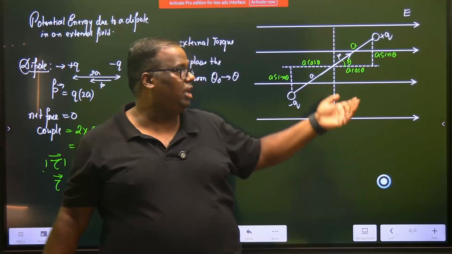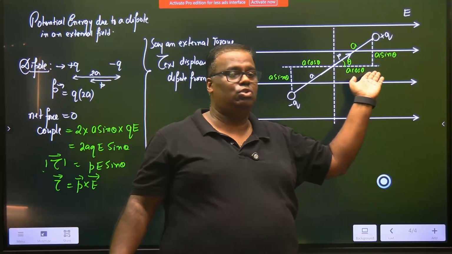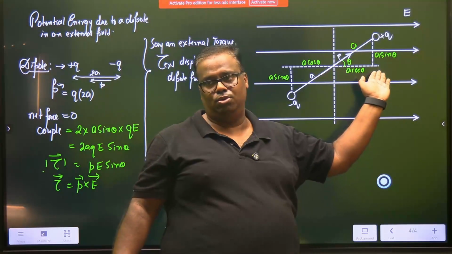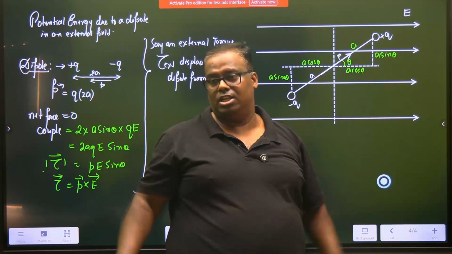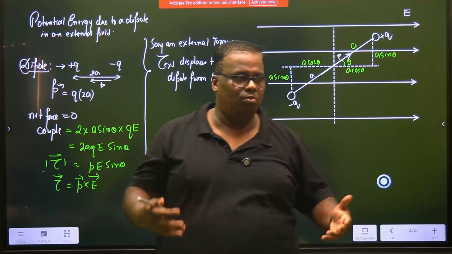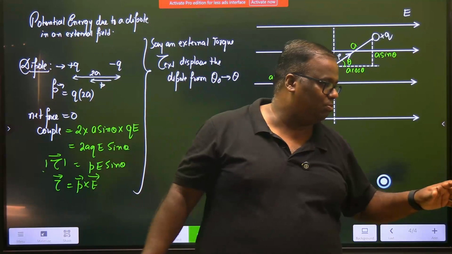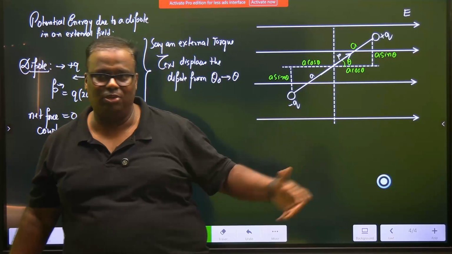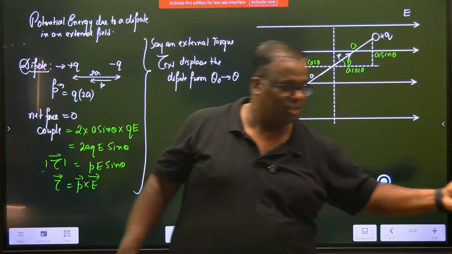So don't you think that the amount of torque you have to apply to bring it from theta 0 to theta has to be equal to this torque? How much force do you need to pull a spring? As much as the spring force, because the spring force will try to bring it back. You have to apply the same.